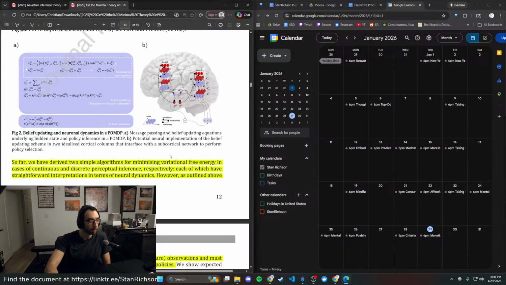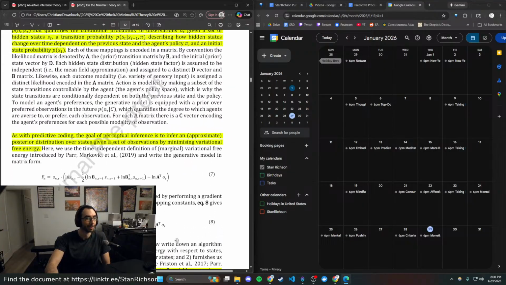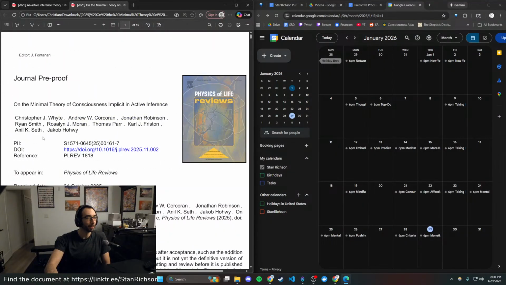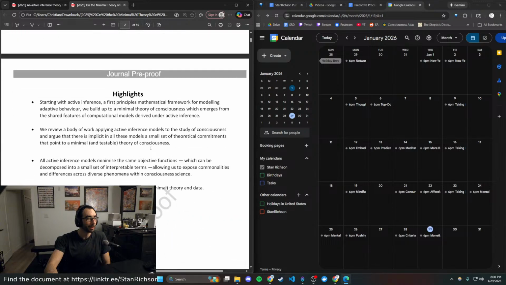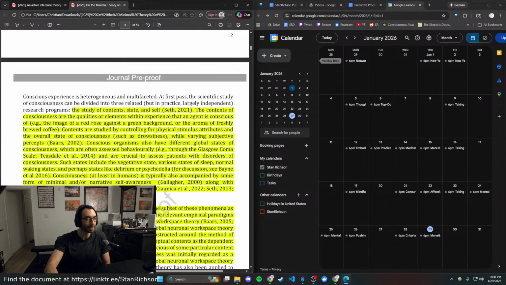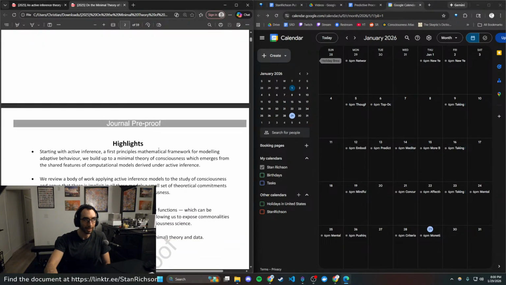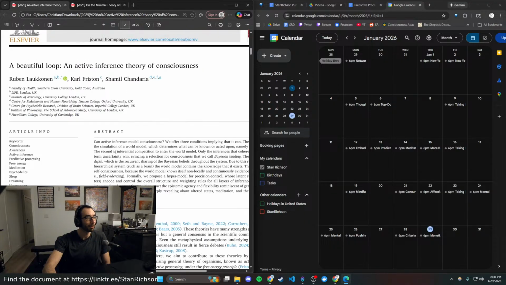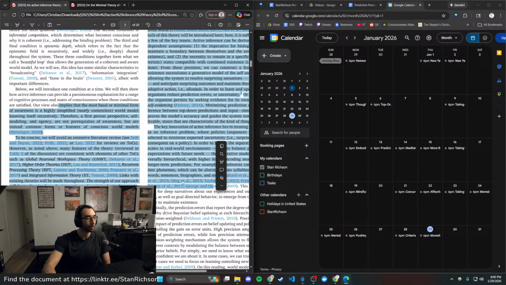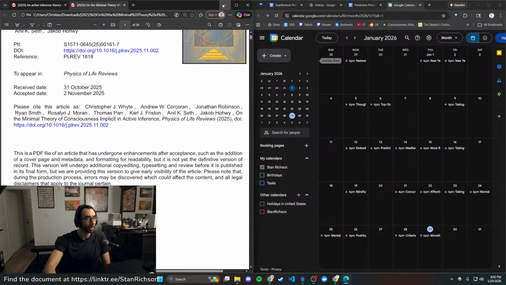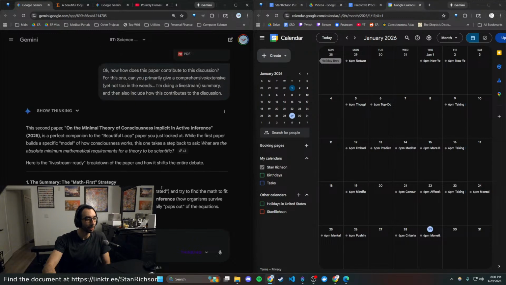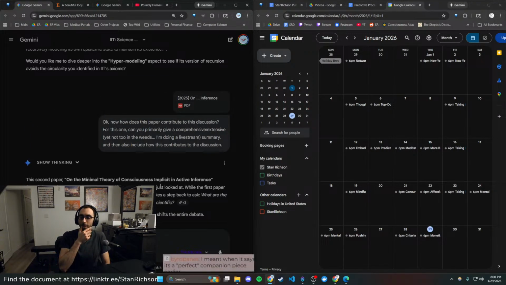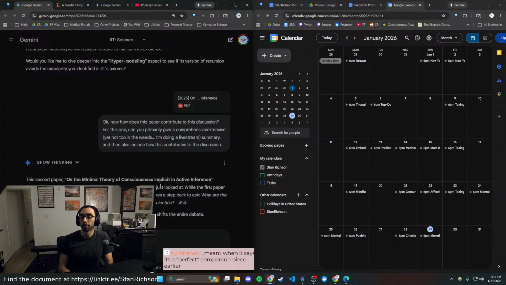Okay, so to be clear, this paper was not made by AI. These are big names in the field. I'm sure they didn't use AI to write this thing, and that's what I gave it. I gave it first a paper that was also not written by AI, and then I gave it this one, not written by AI, and it's just reacting to things that were not written by AI. I meant when it says it's a perfect companion piece earlier. Right.